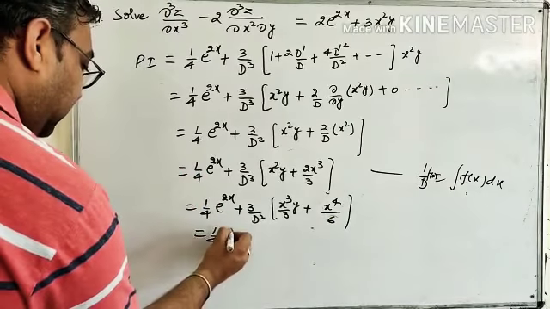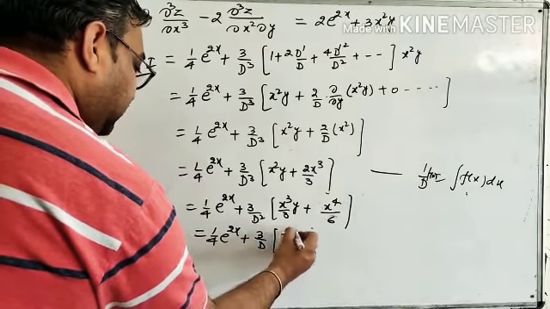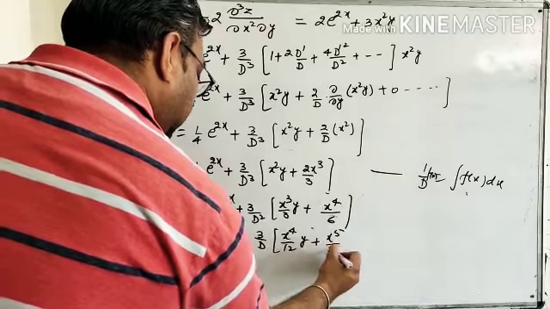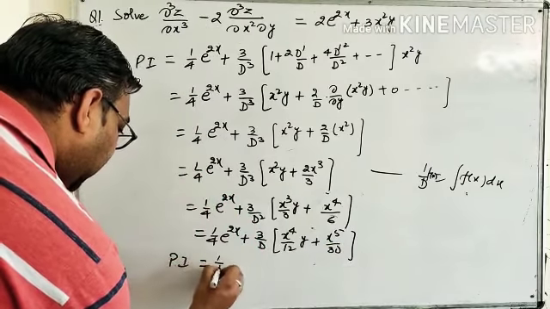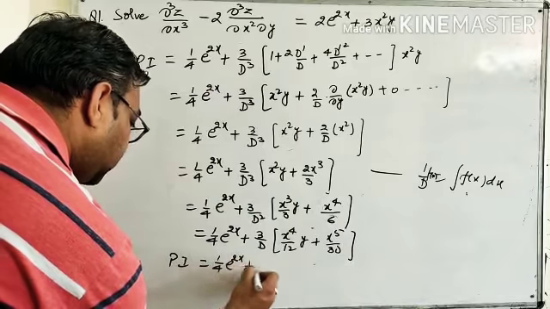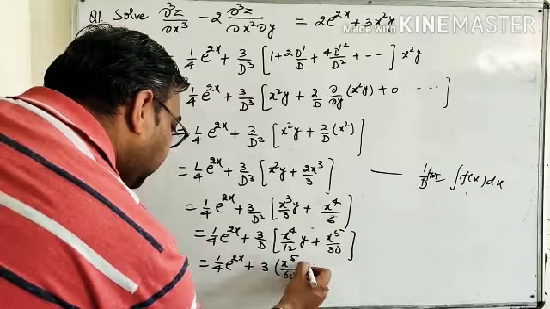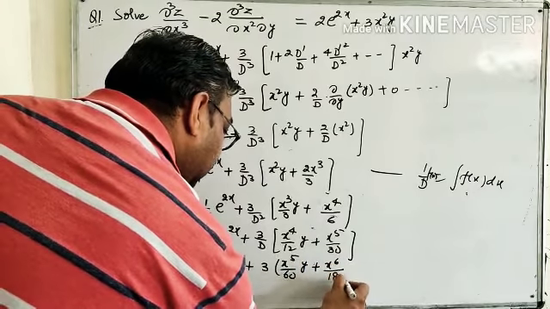Again on integrating, 1 upon 4 e raised to power 2x plus 3 upon D, x raised to power 4 by 12y plus x raised to power 5 by 30. Again, last time we have to integrate it and we will get the solution of this type of function. Thrice of x raised to power 5 by 60y plus x raised to power 6 upon 180.